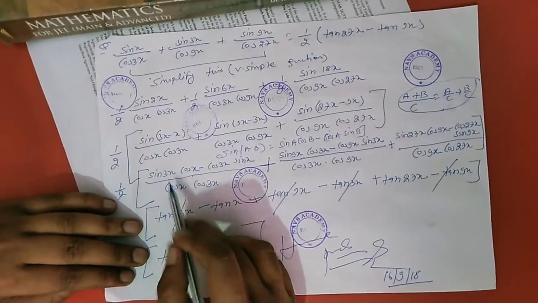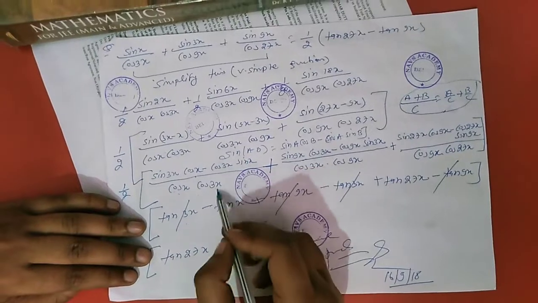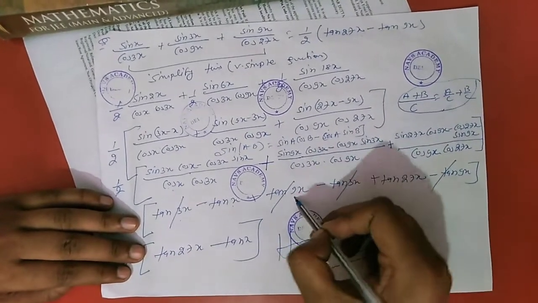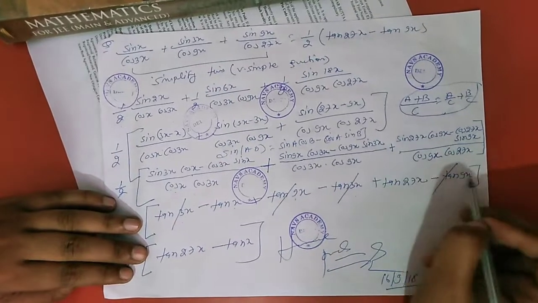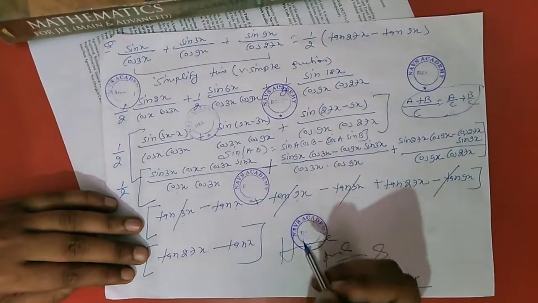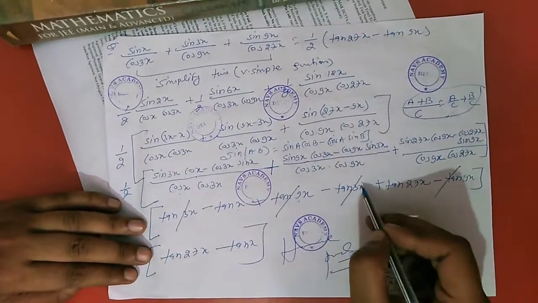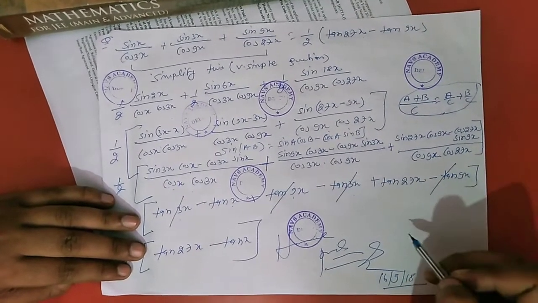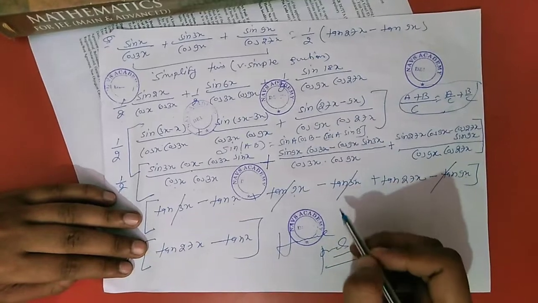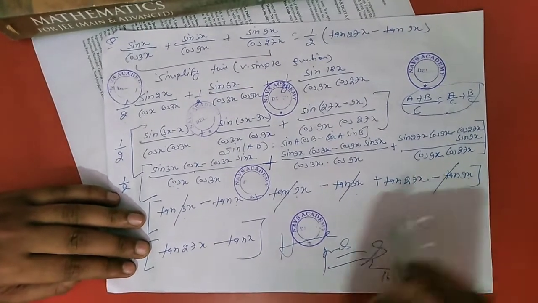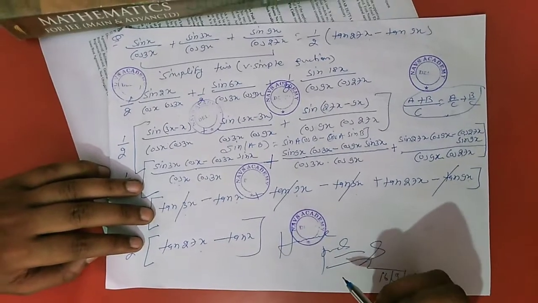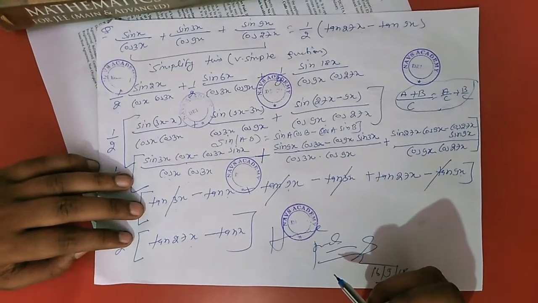Cos x by cos x is cancelled, so we get tan 3x minus tan x, and similarly cos 3x by cos 3x cancels, giving tan 9x minus tan 3x, and so on. We have to add them. Tan 3x is cancelled, plus tan 9x, minus tan 9x is cancelled, minus tan x, and here is extra plus tan 27x. So the answer is half of tan 27x minus tan x. This is my solution according to me.